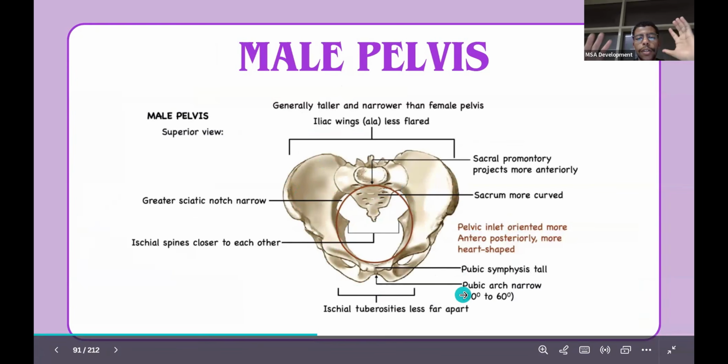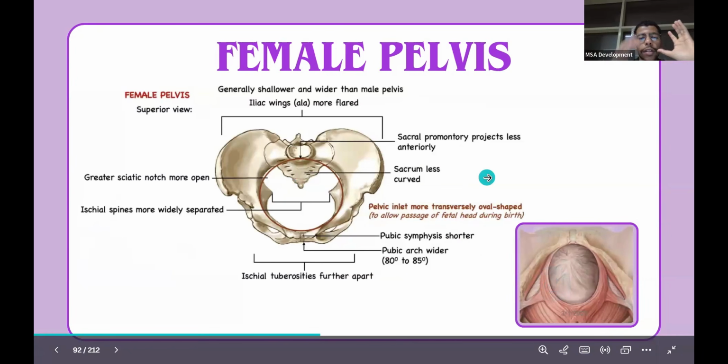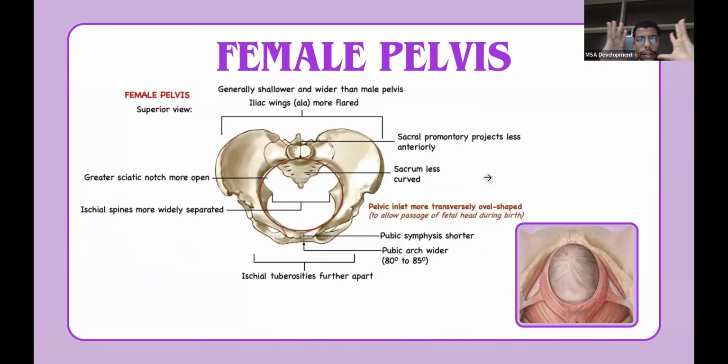So everything in males is what? Compact and closer to each other. Everything in females is widely spread and more spread out to provide space for the child to come out.